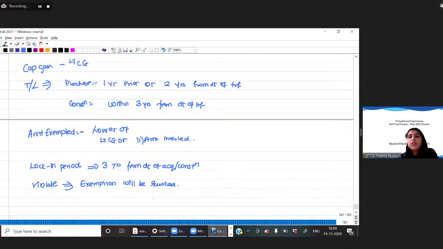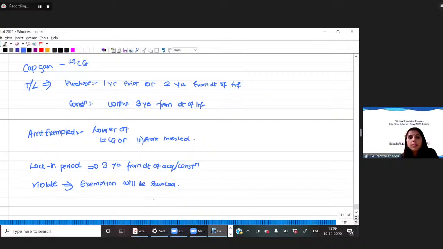So if you transfer the asset within a period of 3 years, then in that case, you will not get the exemption which you have got earlier, and you will have to pay the capital gain tax by reducing the cost of acquisition which you have purchased earlier. Clear? Is it clear? So let's solve a sum on this.